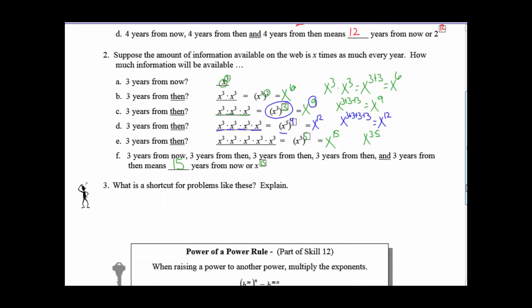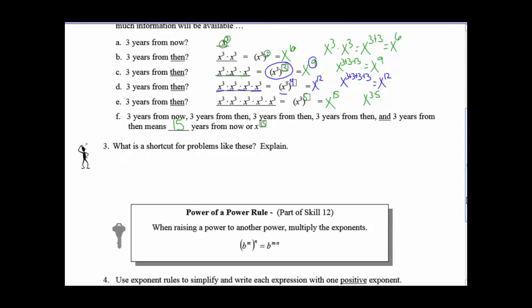So what is a shortcut we can use for problems like this? If we look at part E, where we had x to the third times x to the third 5 times, if we go back to the rule we learned previously, we could say this was x to the power of 3 plus 3 plus 3 plus 3 plus 3, which would be x to the 15th, correct?